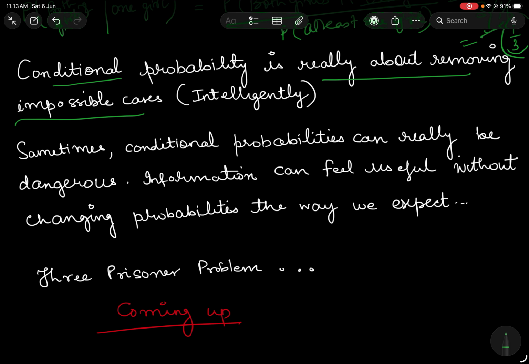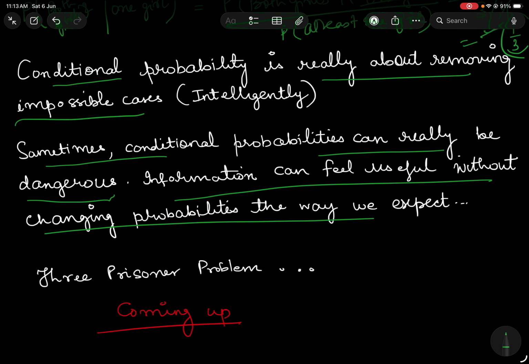Sometimes in conditional probability, it can be really dangerous. Information can feel useful without changing the probabilities in the way we expect. For that, we have 3 to 4 problems in conditional probability which are not as straightforward as you would think. One of these is the three prisoner problem, which is coming up in the next lecture. We will discuss it in detail so that you understand what the answer is and why.